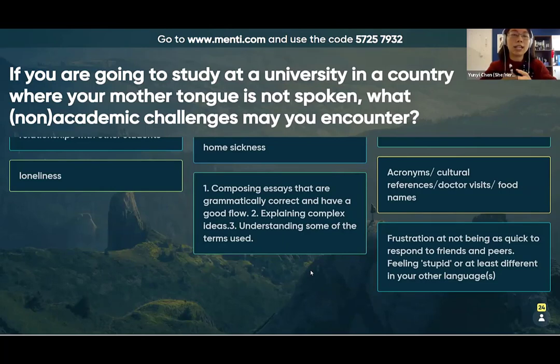So academic writing is also a big challenge international students face, especially the ones who do not speak English as the first language. Frustration at not being as quick to respond to friends and peers, feeling stupid or at least different in your other languages. Yes, my strategy is whenever I felt myself lost ability to communicate, I'll always say, oh, wait for a minute, let me find my English back. So I do this all the time when I'm not able to think straight.